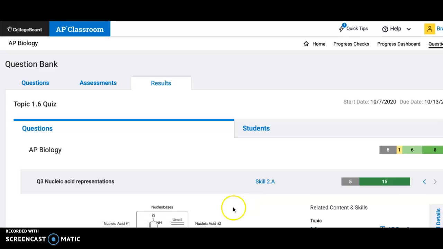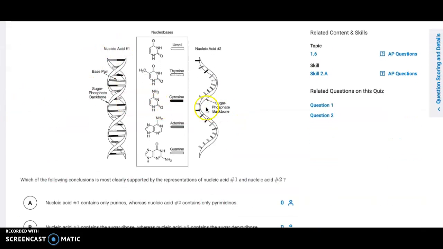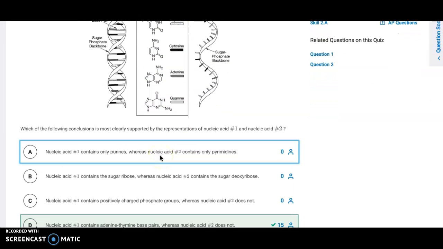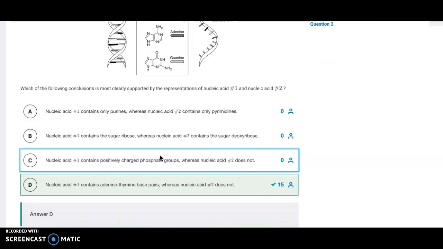In the last question, we have these two diagrams of DNA and RNA. We've got the cytosines and the adenines and stuff labeled, and it says, which of the following conclusions is most clearly supported by the representation of nucleic acid number 1 and number 2? And everybody got this one right. So it doesn't seem that there were any problems with this one.